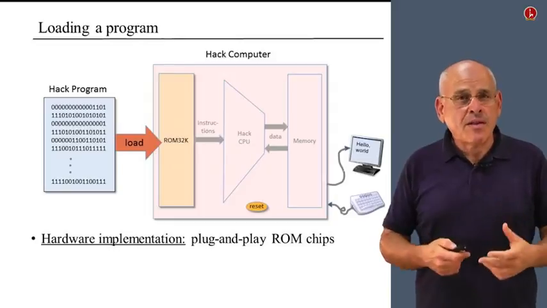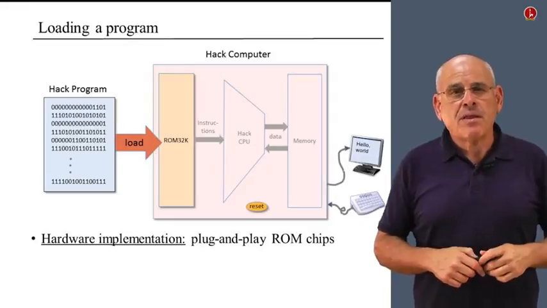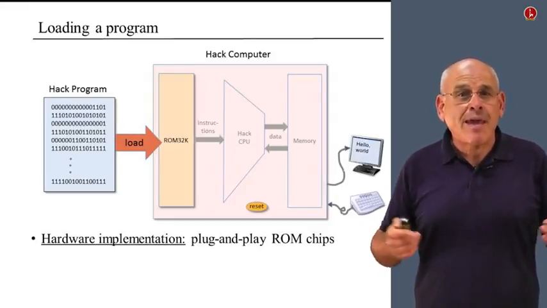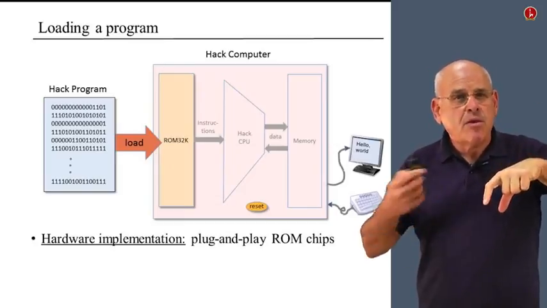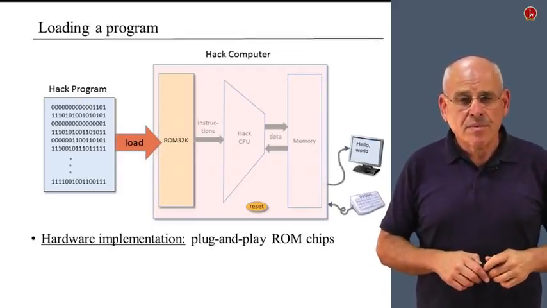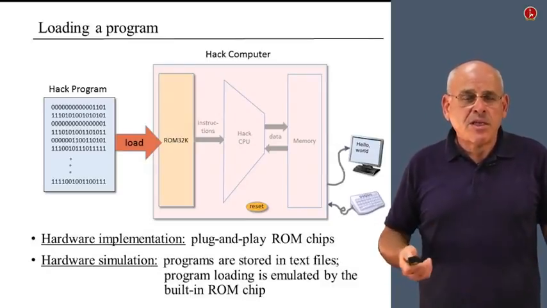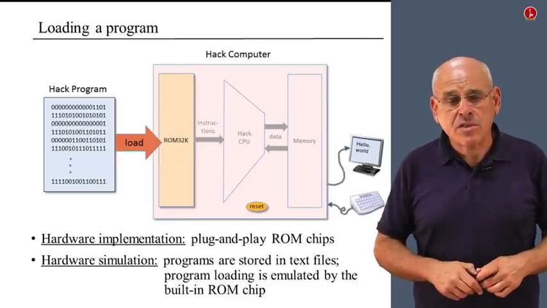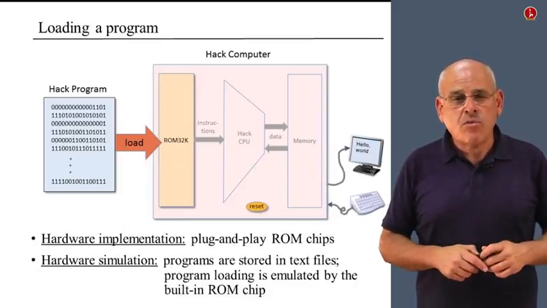If we want to run another program, we take this chip out and we plug in another ROM chip that has another program burnt into it. And this is actually quite similar to the way some game consoles operate. You have some cartridges with games that you plug in. You play a certain game. You want to play another game. You plug in another cartridge, and so on. So that's one way to implement it. Another way to implement it is using hardware simulation. And that's what we're going to do in this course. We use a hardware simulator. If we use a hardware simulator, we have the freedom to do many different things.